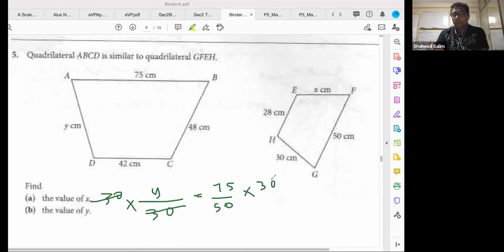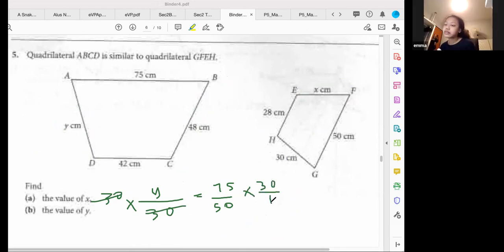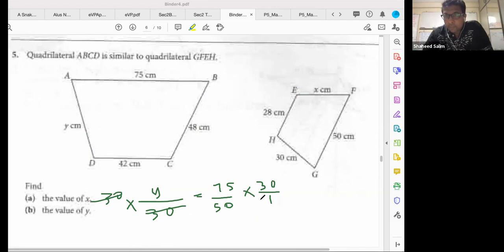You try. I flip both sides. But if you flip both sides, your y becomes opposite, you know. Let's say you do y over 30. You flip and become 30 over y, you know.